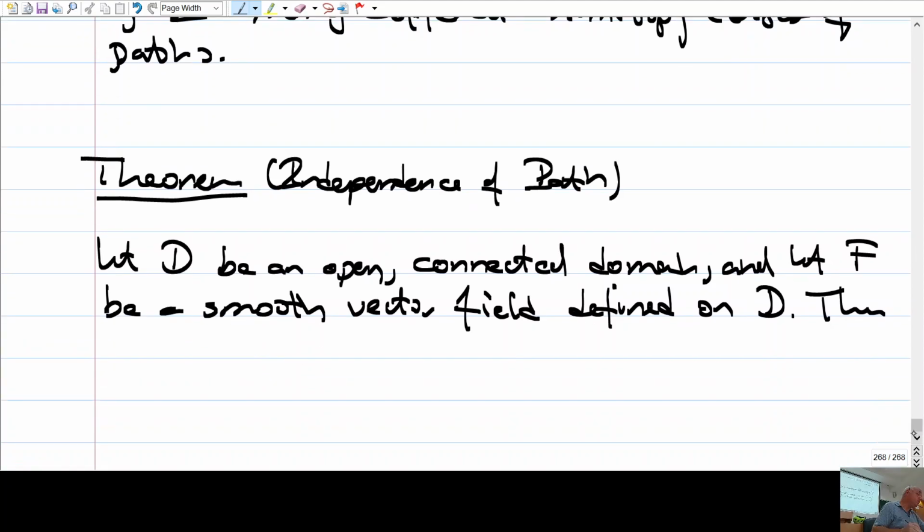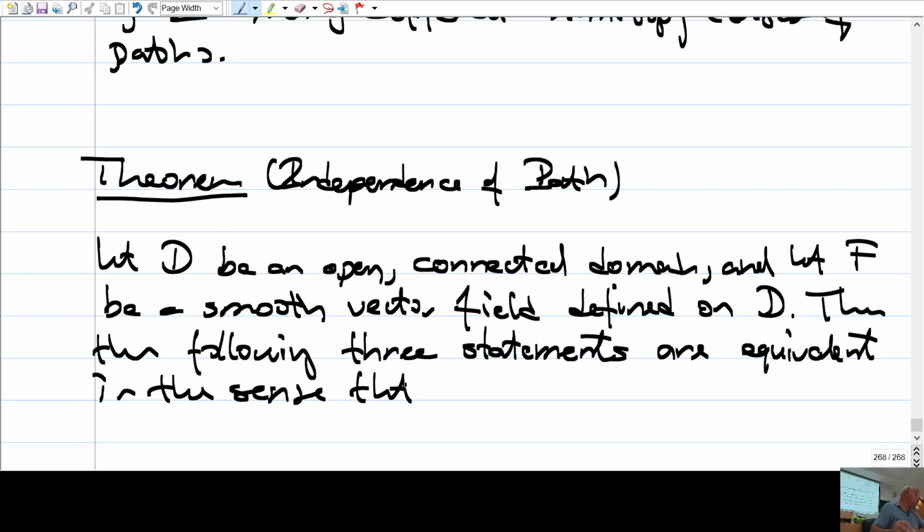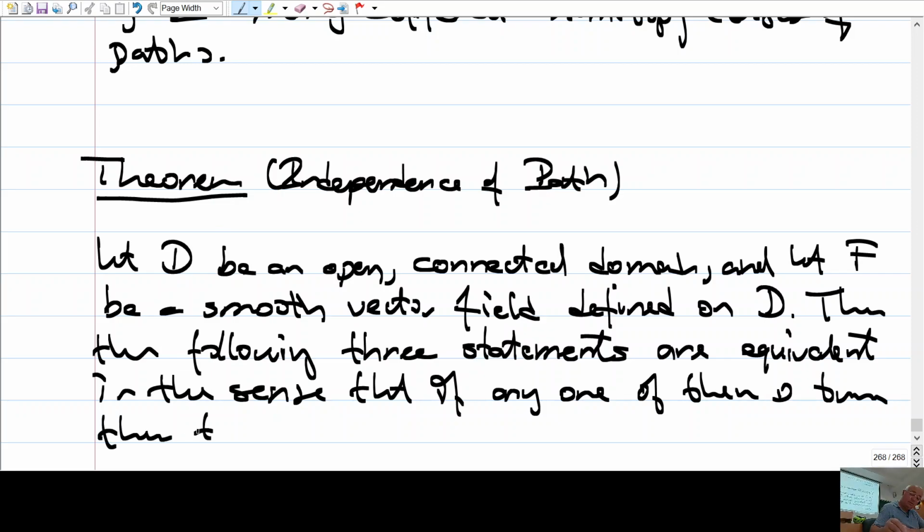Then the following three statements are equivalent, in the sense that if any one of them is true, then so are the other two.